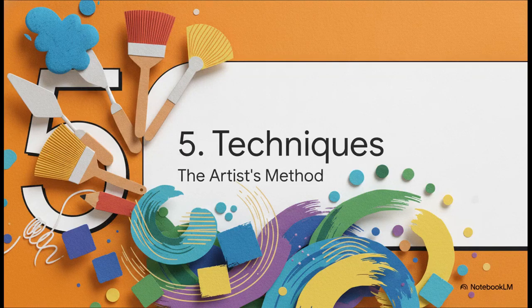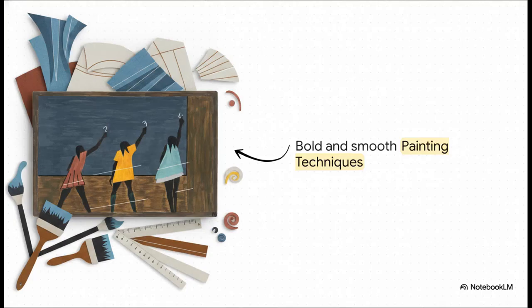Which brings us to step number 5. Techniques, the artist's method. If the medium is the paint, the technique is exactly how the artist decides to put that paint onto the canvas. Let's look at another artwork.